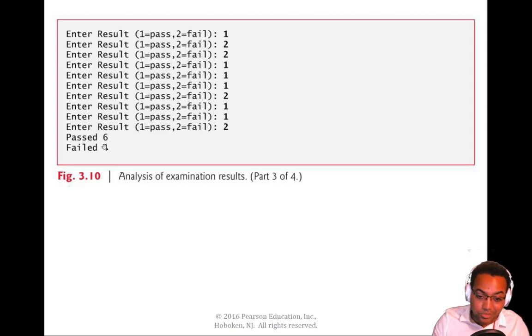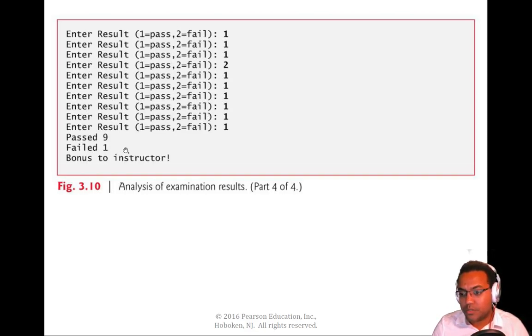So it looks like the instructor really didn't do his job. But either way, no, that's not true. That just means that some students had a harder time passing the class than others. And there is bonus to instructor, 9 passed, 1 failed.